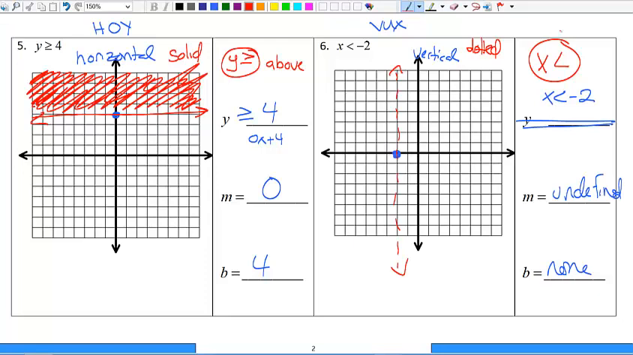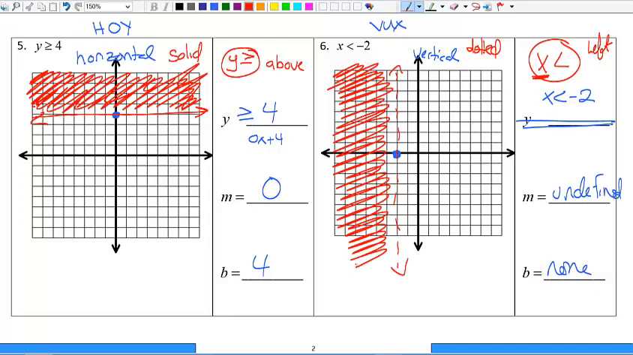So we shaded above or below, because when you're comparing to y, it's a vertical direction, so you're either shading above if it says y is greater than, or shading below if it says y is less than. But because we're comparing to x here, not y, we're either going to be shading to the left or to the right. So x is less than is going to be to the left. This is the one case where you don't have above or below because you can't compare to y. So we have left or right.